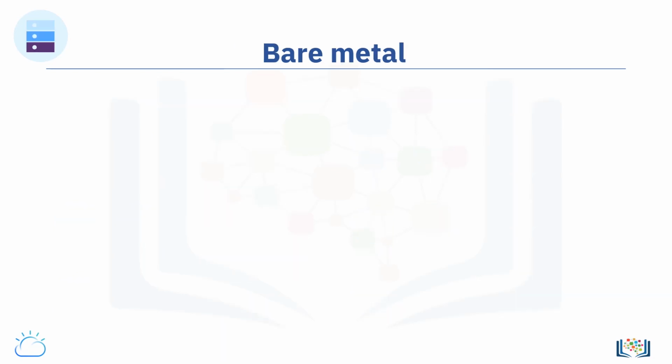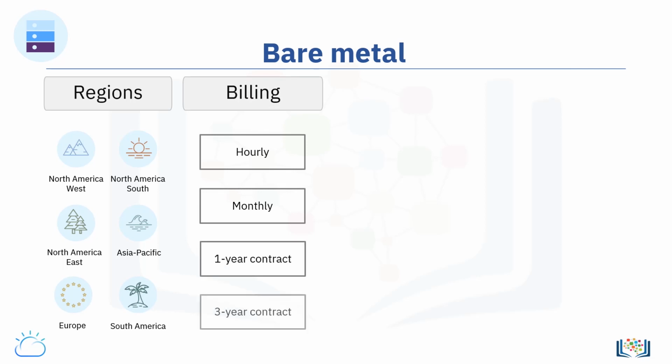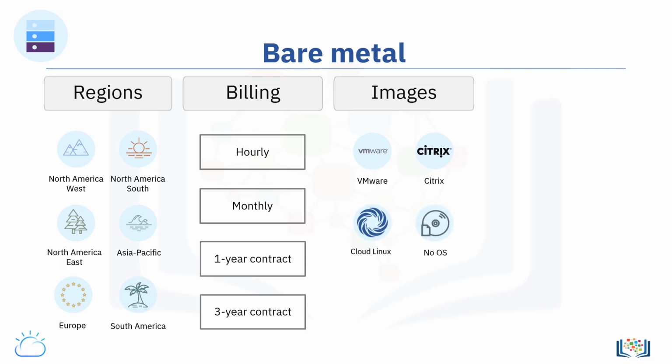Let's talk about the bare metal service. Bare metal servers, like the virtual server counterpart, can be provisioned in any IBM data center around the world. The service has multiple billing options, ranging from hourly, monthly, to a 1-year and 3-year contract depending on the bare metal service you select. The images are where things start to change. Much like the virtual server option, you can choose the images that are on there, or you can choose more bare metal specific images like VMware, Citrix, or Cloud Linux. You can even include no operating system.